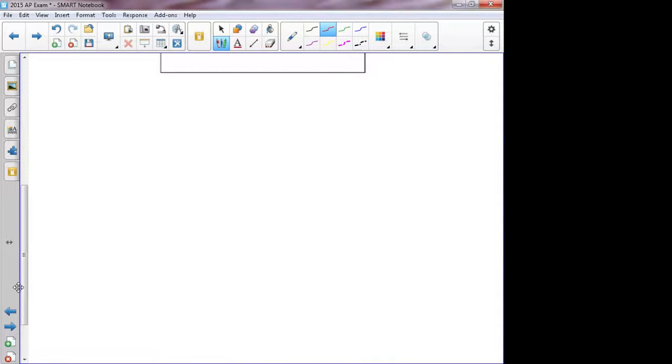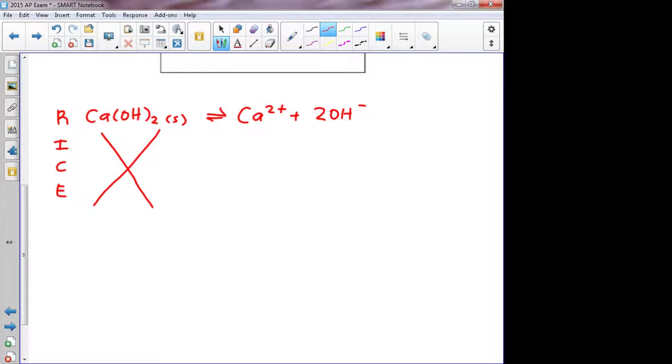So we already wrote our balanced equation. Ca(OH)2 that's solid makes Ca2 positive plus 2OH negative. Right? Then we have our initial, our change, and our equilibrium value. Now what am I going to cross out and not care about in this equation? Why do I not care about this one? Because it's a solid. Who is not included in equilibrium expressions? Solids and liquids. All right.